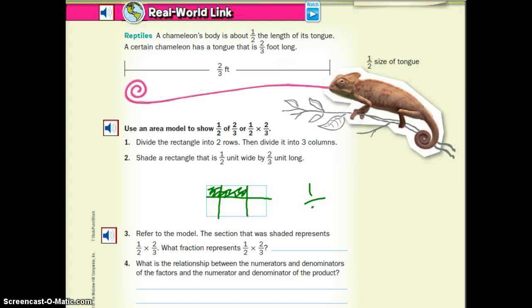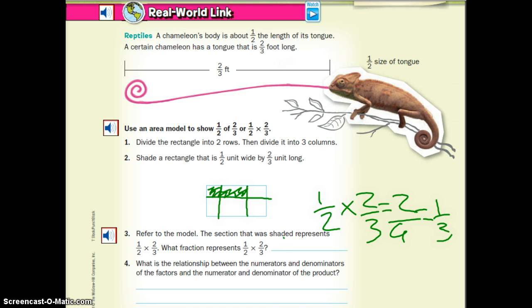Alright, so we're going to go 1/2 times 2/3, 2 over 6, and that's equal to 1/3. So, answer is 1/3. What is the relationship between the numerators and denominators of the factors and the numerator and denominator of the product? The answers are the same. The factors and the product are the same. Why? Because when we multiply, you're using the factors of the number, and you're simplifying based on the factors.